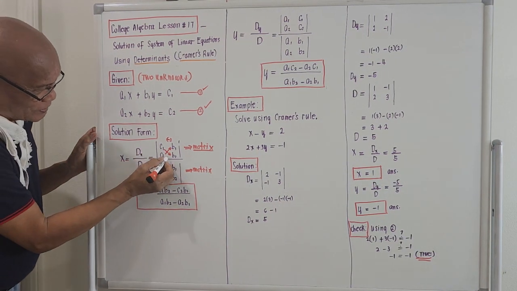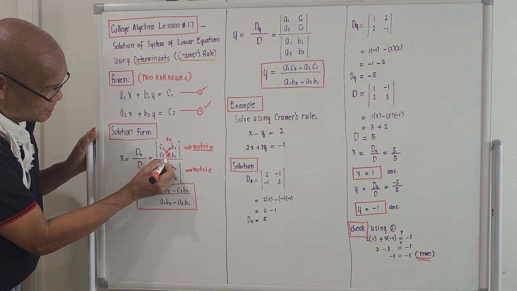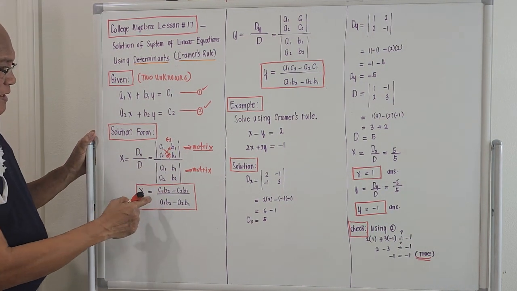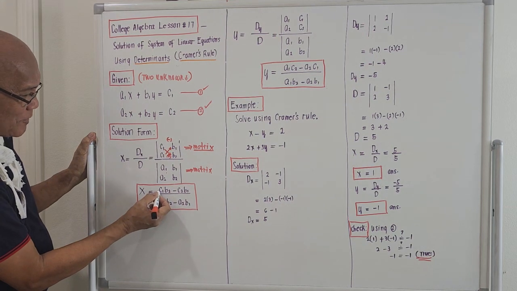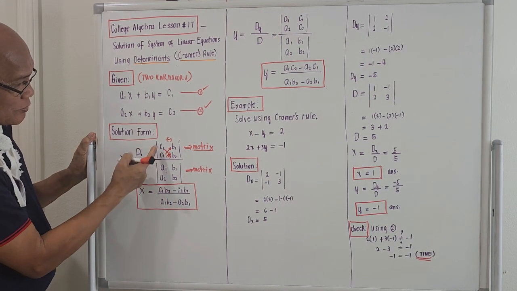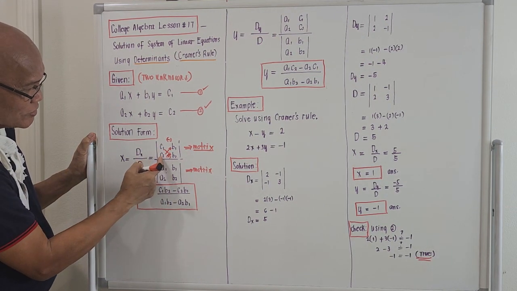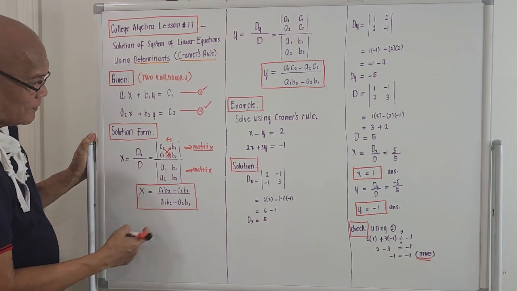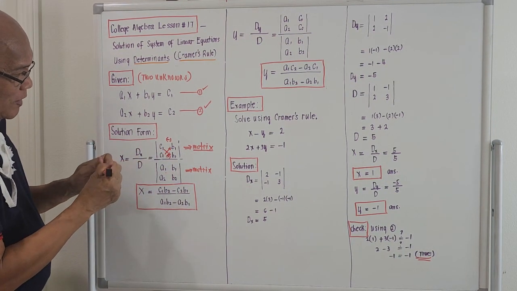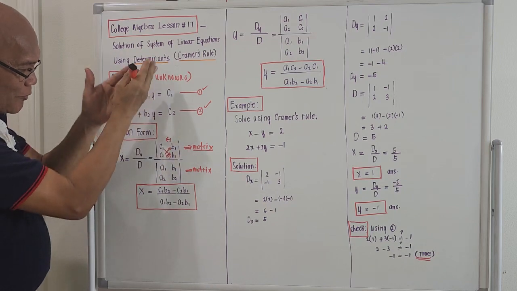The one going down is a plus, right? So it is actually C1B2. There should be a plus over here. I didn't put it. So C1B2 minus C2B1. That's how we simplify the matrix on the numerator.